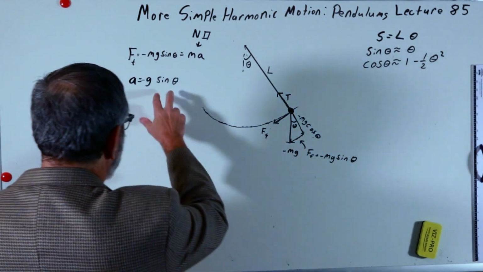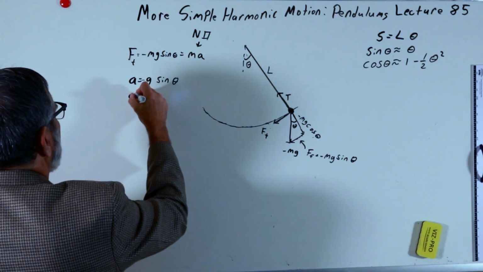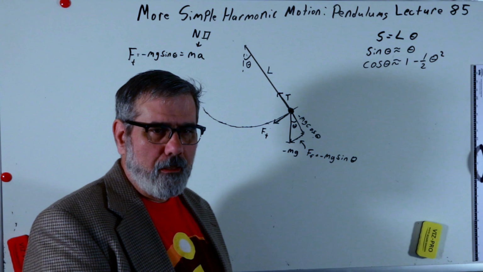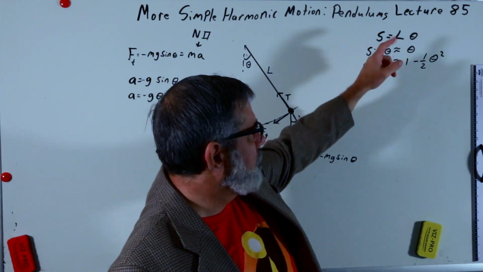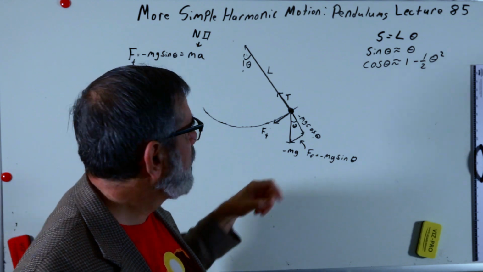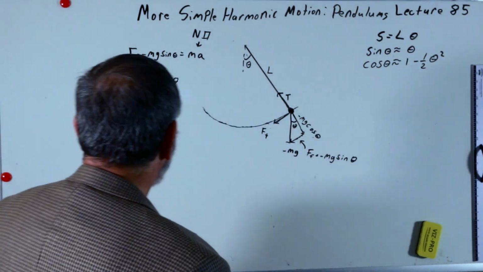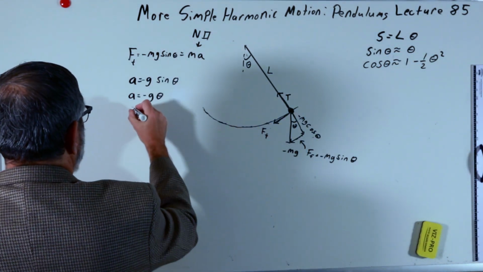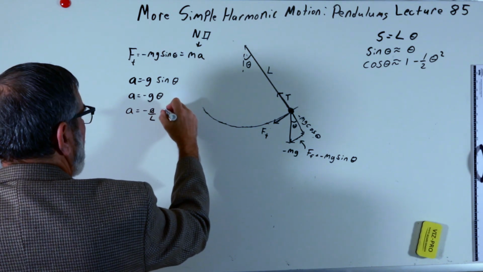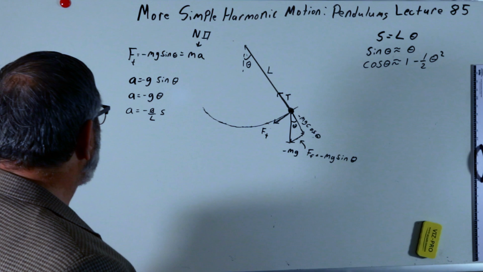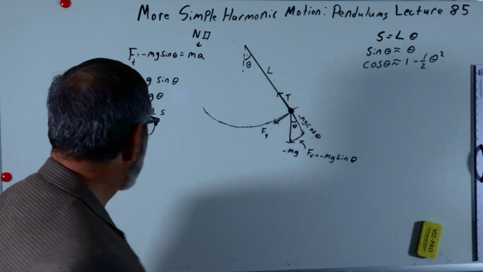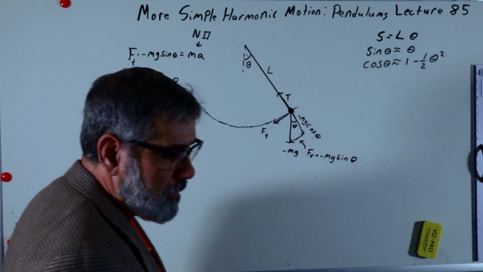So we're going to replace sine of theta, so that A is equal to minus g theta. Okay? Then I'm going to use this formula, that the arc length is equal to L, the length of the string or the rod, times theta, right? I'll solve for theta, and this will give me that A is equal to minus g over L times S. Did I do that right? Theta is S over L. Yes, this looks good. Okay? Make this G. That's fine.